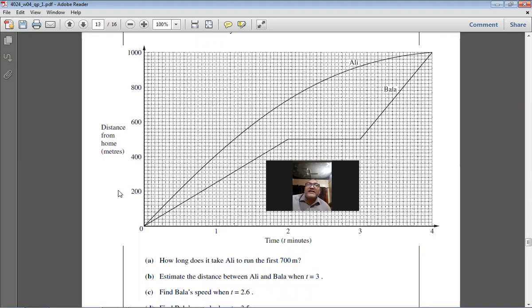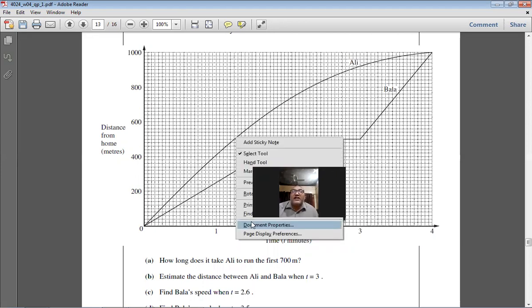Here you can see we have a graph. On the y-axis the distance from home is shown in meters, and here you have time in minutes. The question is, how long does it take Ali to run the first 700 meters? Let me show you my solution.